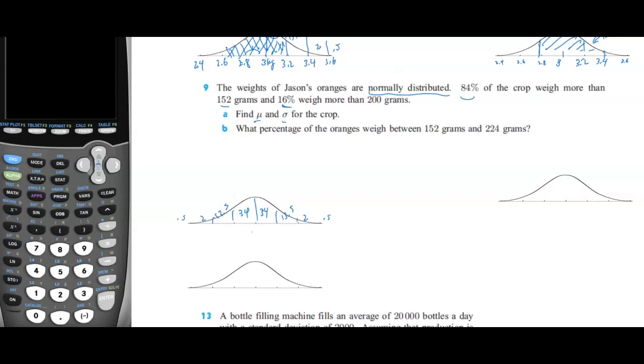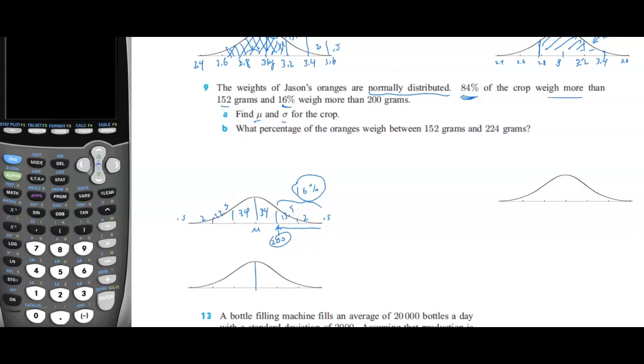We don't know what the mean and the standard deviation are here for Jason's oranges, but we do know that 84% of the crop weigh more than 152, and 16% weigh more than 200. So remember, 16% is like this chunk here. So 16% weigh more than 200. That means that since this here is 16%, this number is 200. And then let's try to do the other one.